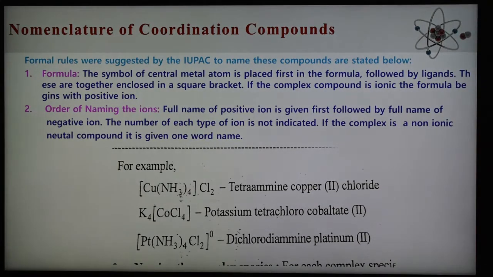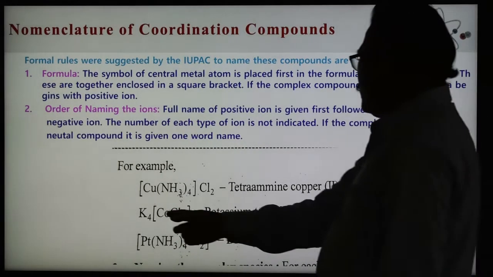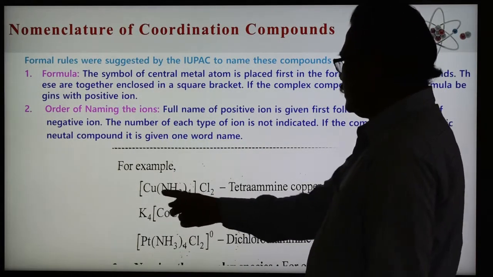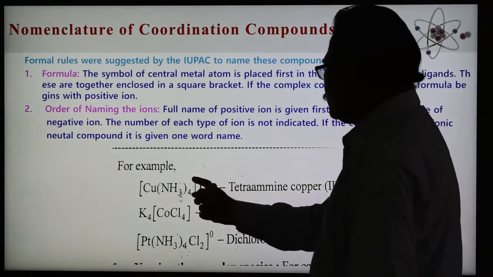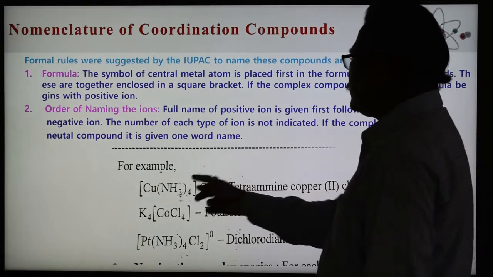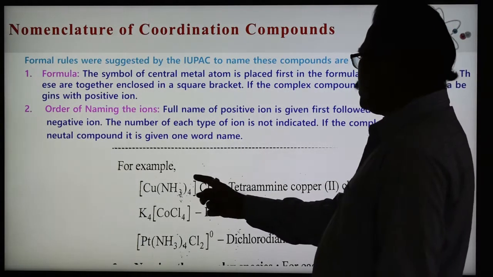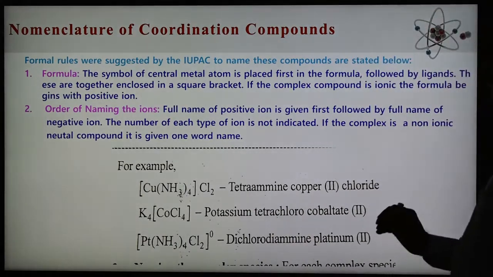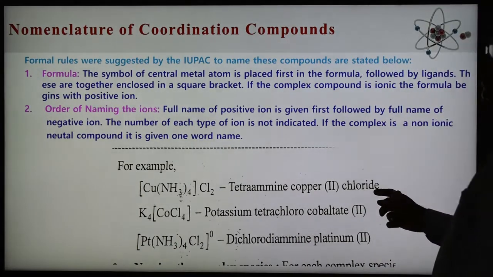Here ammonia is neutral and copper has the oxidation state 2. We have to write the oxidation state of the metal in Roman numerals. In this case the complex is a positive ion, and chloride is negative, so this is ionic in nature. We write the positive ion first, and then chloride. No need to write the number, not dichloride, only chloride.